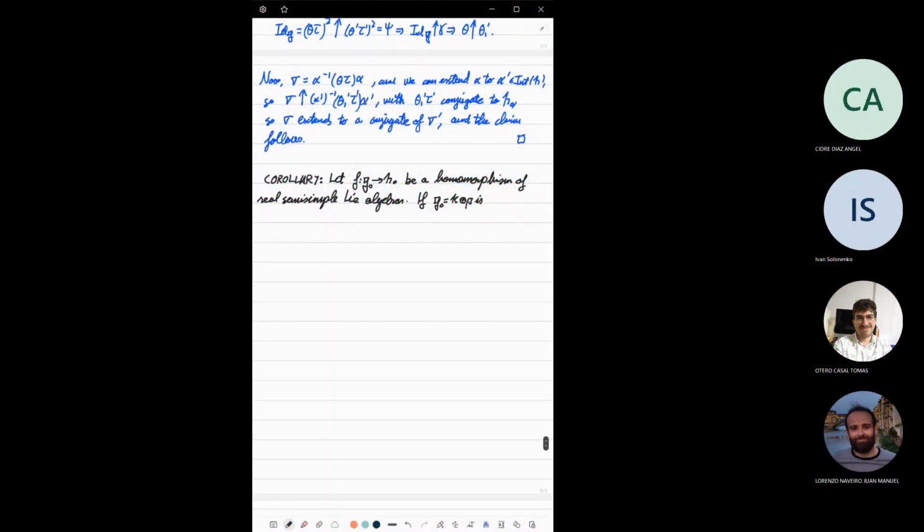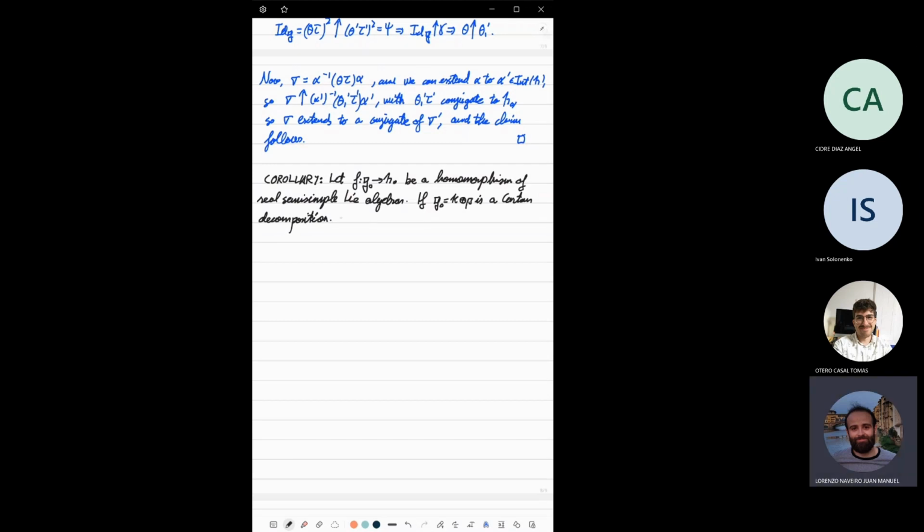Perfect. Okay, so as I was saying, we have a homomorphism F of real semisimple algebras, and suppose that we have a Cartan decomposition of G0. Then we can extend this Cartan decomposition by F to a Cartan decomposition of H0.